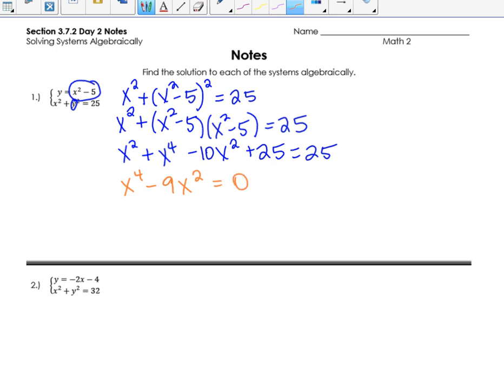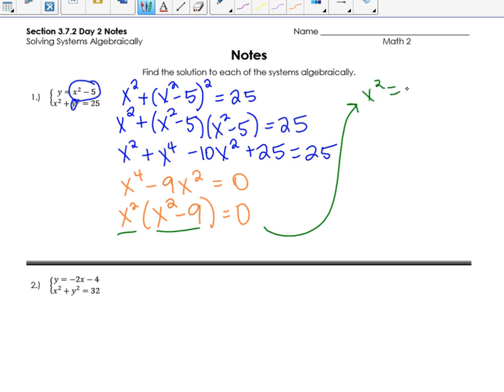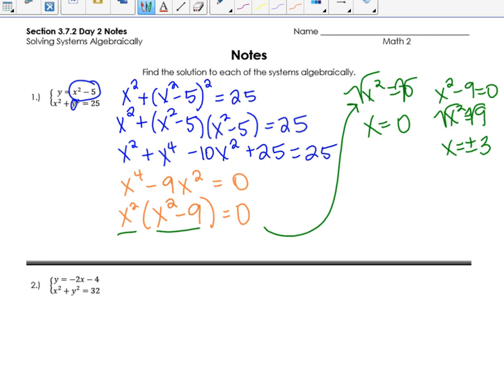So now this looks like, we haven't done this before. But if you factor out an x squared, then you're left with x squared minus 9 equals 0. Well, we can set this equal to 0 and this equal to 0. If x squared equals 0, technically we square root both sides, and x is plus or minus 0, but we know that's just 0. If x squared minus 9 equals 0, that means x squared equals 9, square root both sides, and x is plus or minus 3. So you technically have 3 answers here because you have 0, positive 3, and negative 3.